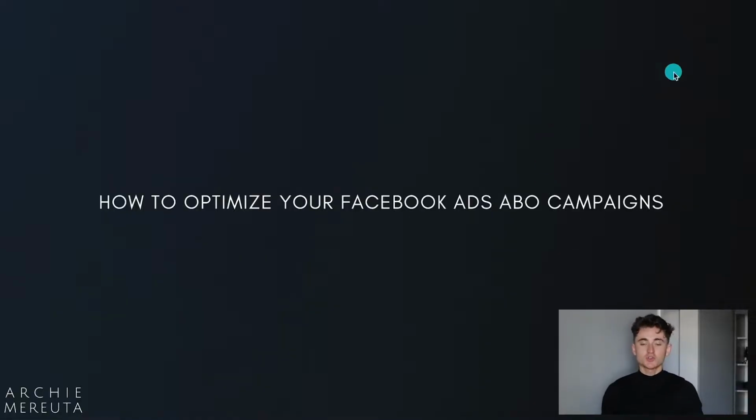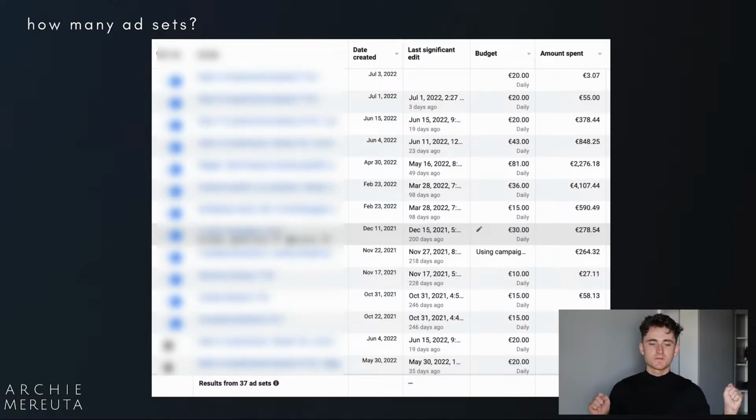However, there is a correct way to optimize these ad set budget optimization campaigns, and there is a wrong way. It's really important to be cautious with that, because otherwise you might leave quite some money on the table. So without any more introductions, let's dive into this topic right away. So, how to optimize your Facebook ads ABO campaigns? First, let's answer this question.